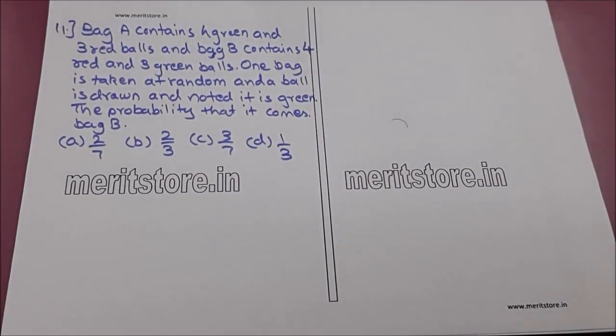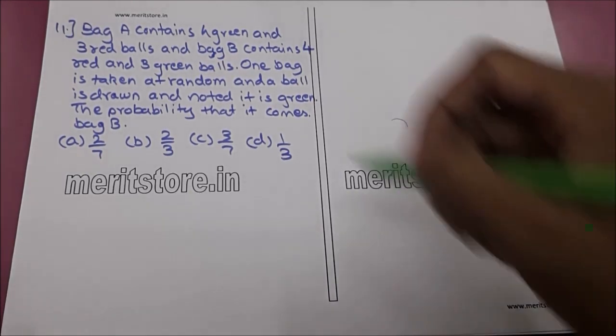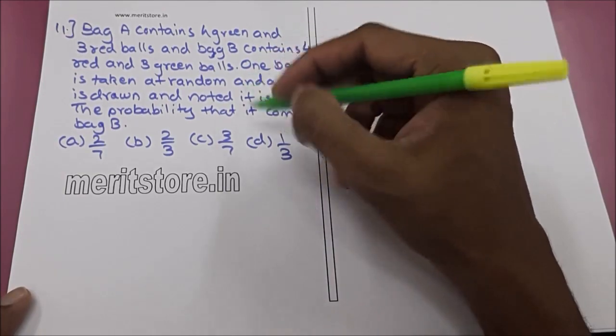Question 11. Bag A contains 4 green and 3 red balls, and bag B contains 4 red balls and 3 green balls. One bag is taken at random and a ball is drawn and noted it is green. The probability that it comes from bag B is, A 2 by 7, B 2 by 3, C 3 by 7 and D 1 by 3. This question, if you see, is based on Bayes' theorem.